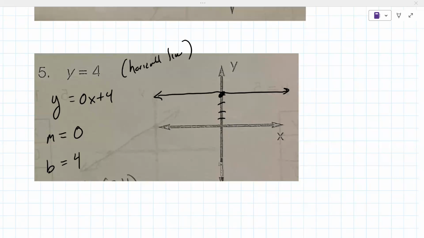Any questions before we move on to the other exception, the other type of problem you'll see? No. So that's number 6. Number 6 is another exception.